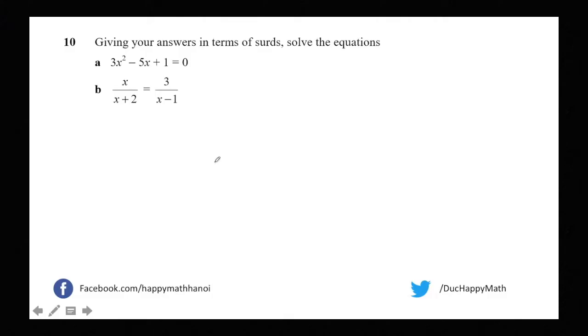We continue with question 10. Question A. Solve this equation, so that's quite easy to know about the delta.